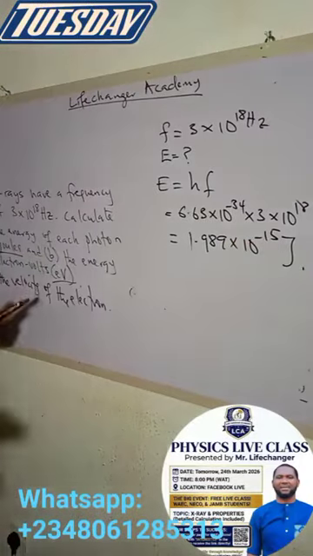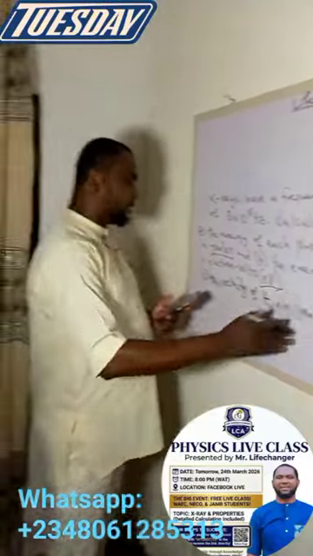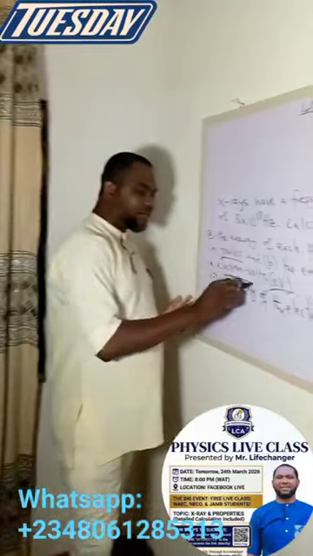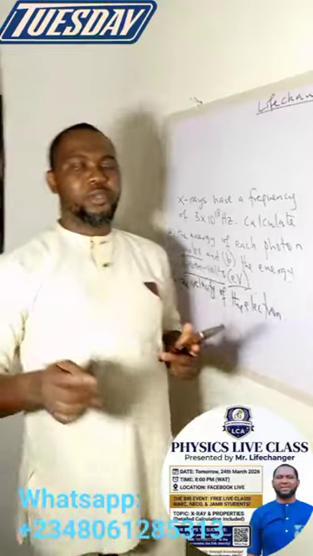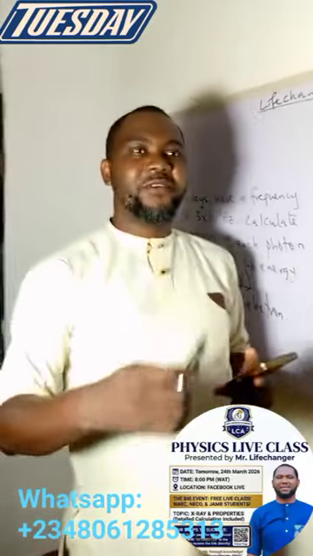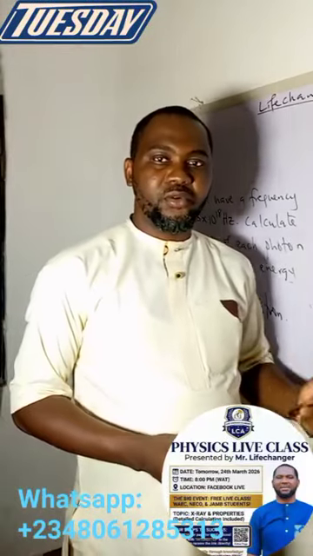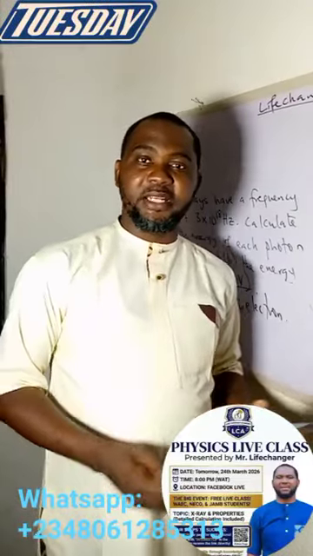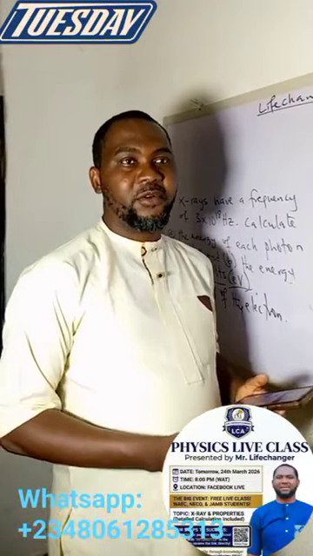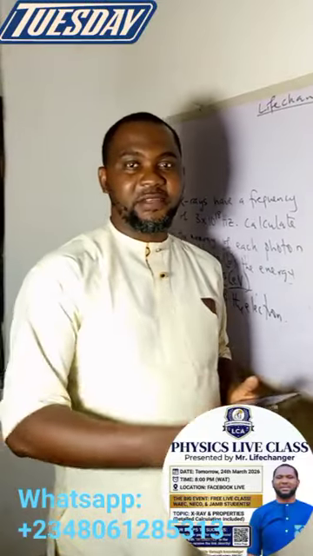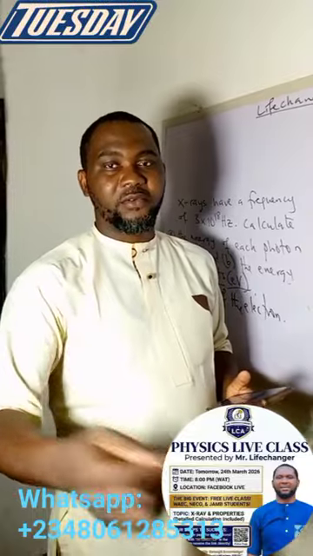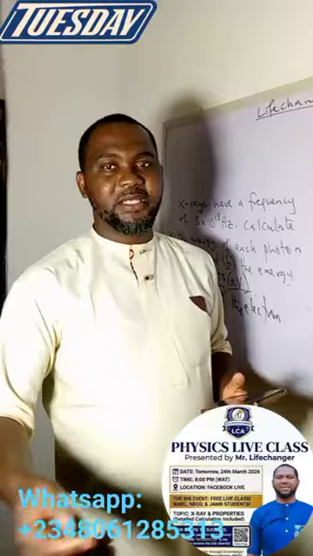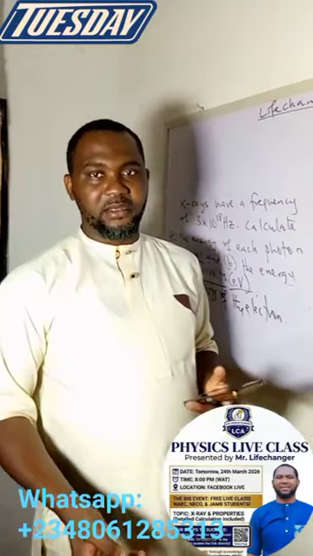Very simple. This is a very straightforward question because we're asked to find the energy of the photon. But the second question says we should find the energy in electron volts. I already told you that the energy of an electron is measured in joules, but it is also measured in electron volts. The same thing with photon energy. And for you to convert energy from joules to electron volts, you divide by 1.6 times 10 to the power negative 19. That's the deal.